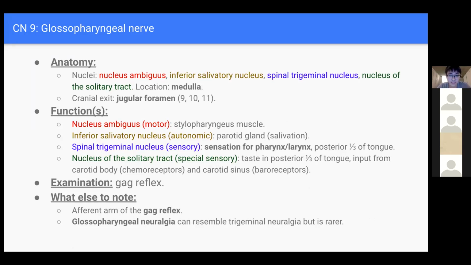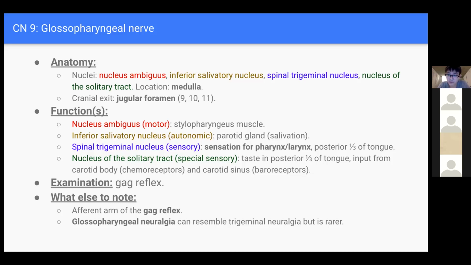They're all located in the medulla, and the nerve exits through the jugular foramen. The jugular foramen is the cranial exit for 9, 10, and 11 together. They exit together. So in terms of the function, again, this is more than what you need to know. If you retain one thing, I think the most important thing is that it uses the spinal trigeminal nucleus for sensation of the pharynx and larynx. This is really huge, okay?